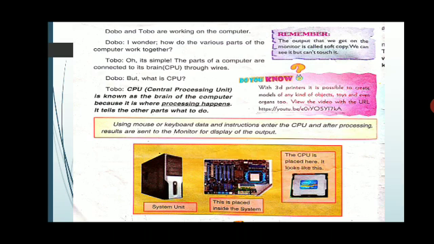Remember one thing: the output that we get on the monitor is called soft copy, and we can see it but we cannot touch it. But do you know, with 3D printers it is possible to create models of any kind of object, toys and even organs too.